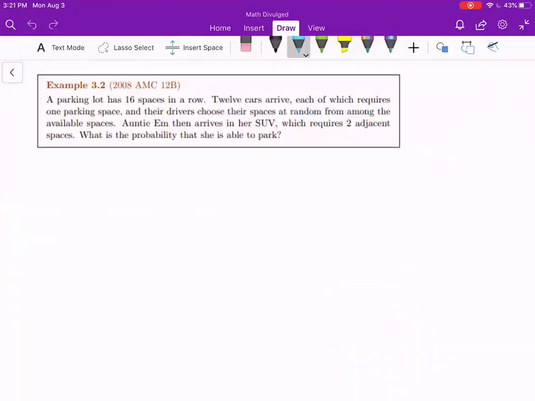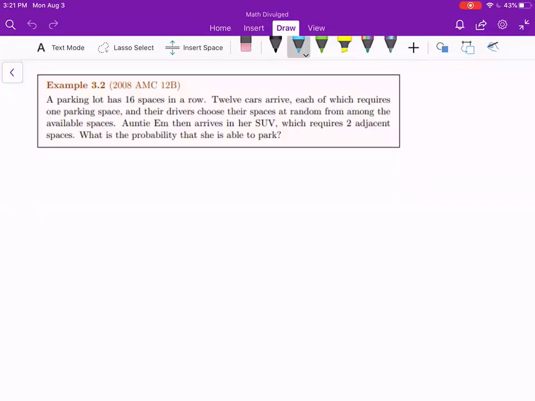So this question is from the 2008 AMC 12B. I'll give you a second to read it, but it says there's 16 parking slots in a row, and then 12 cars arrive, each of which requires 1 parking space. The drivers choose these spaces at random from among the available spaces. Then Auntie M comes along, and she has a larger car, which requires 2 adjacent spaces so that she is able to park. It asks us, what is the probability that these cars are arranged in a way such that she can park? Meaning that there are two adjacent spots.